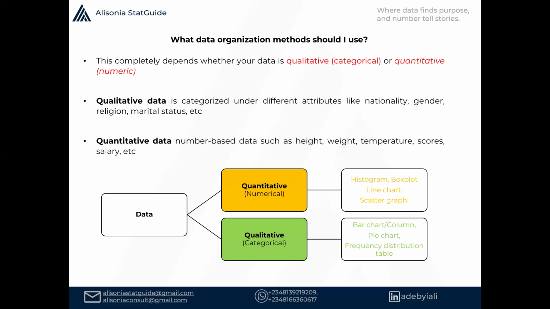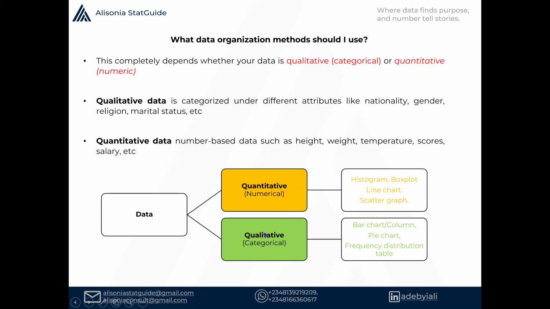If you have quantitative data, what data organization method should you use? You can use a histogram, box plots, a line chart, or a scattergram. It's not possible to use a box plot to present qualitative data. Please don't do that. It will be erroneous and you won't even get something reasonable. Before you organize your data, you have to understand the type of data you want to organize. If quantitative, you use a histogram, box plot, line chart, scattergraph, and so on.